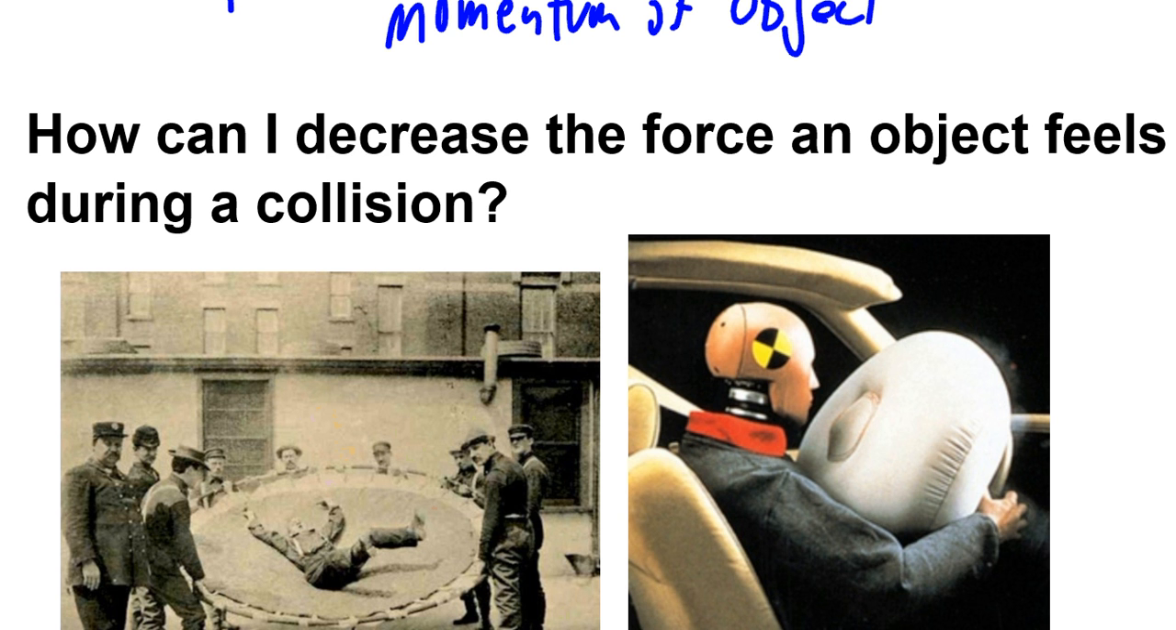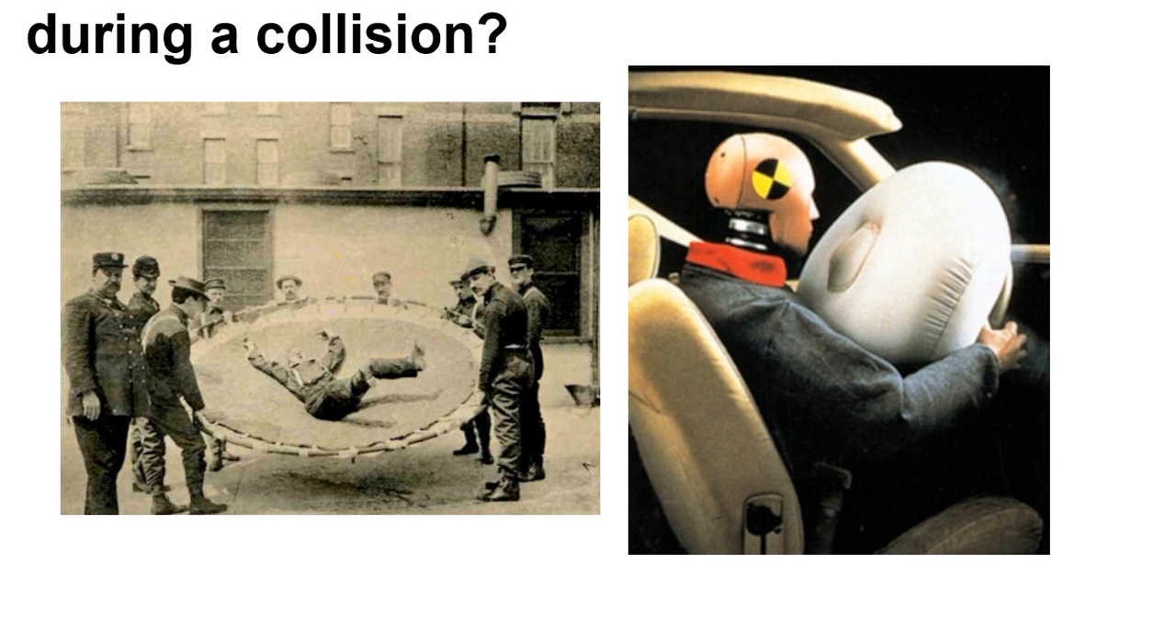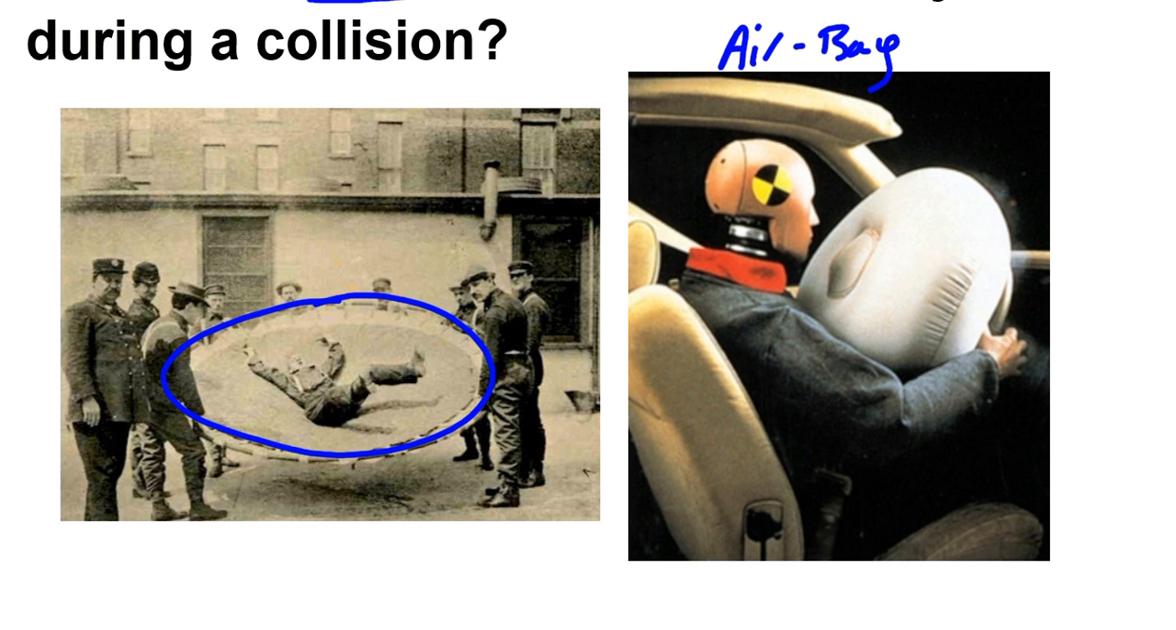What are some ways, for example, I could decrease the force an object feels during a collision? A classic example is airbag design. Or if you have ever seen the old trampolines that people used to jump on when their building was on fire so they'd be saved alive.